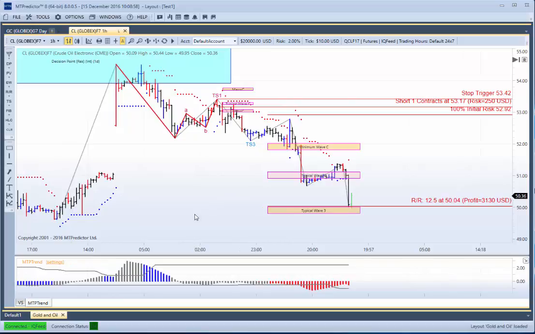So very well done, Michelle, there. A very nice trade setup you found yourself there, so well done. And a good example of what our MTPredictor customers are finding themselves, and a good example of the trade setups that MTPredictor is designed to uncover.